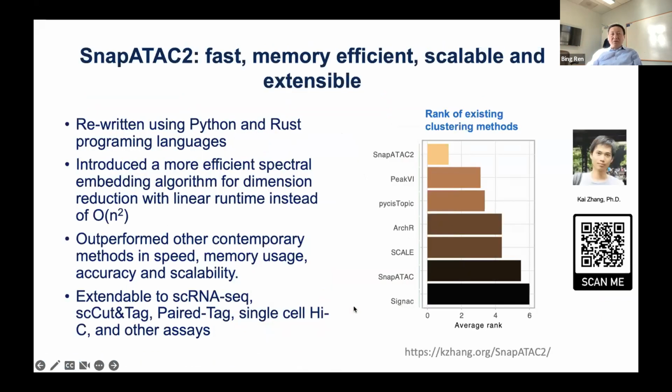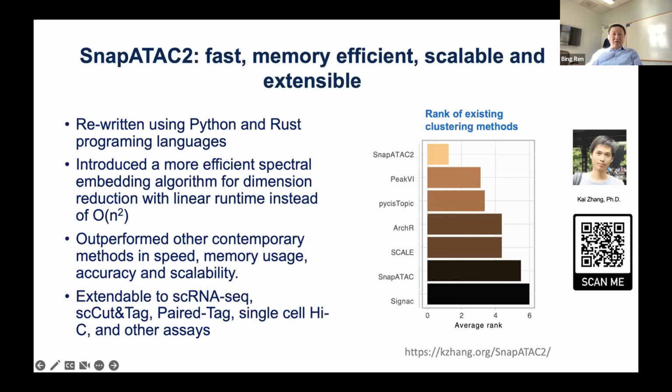So my postdoctoral fellow, Kai Zhang, who is a spectacular computational biologist, thought hard and long, and he came up with a new strategy for doing spectral embedding that essentially skips the step of generating the matrix, which is the most memory intensive and the slowest step. So basically, he came up with a new approach of SNAP-ATAC. We call it SNAP-ATAC 2, which is fast and memory efficient and scalable, and even extensible.